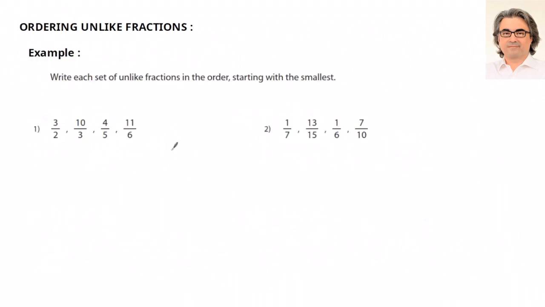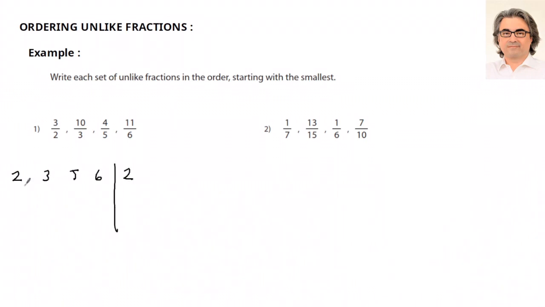Ordering unlike fractions. Of course, we should equalize their denominators or numerators. Choose whichever is easier. Now here, for the first question, equalizing denominators is easier than equalizing numerators of these fractions. Now, 2, 3, 5, and 6, we may equalize them at their least common multiple. So firstly, let's try to find their least common multiple.